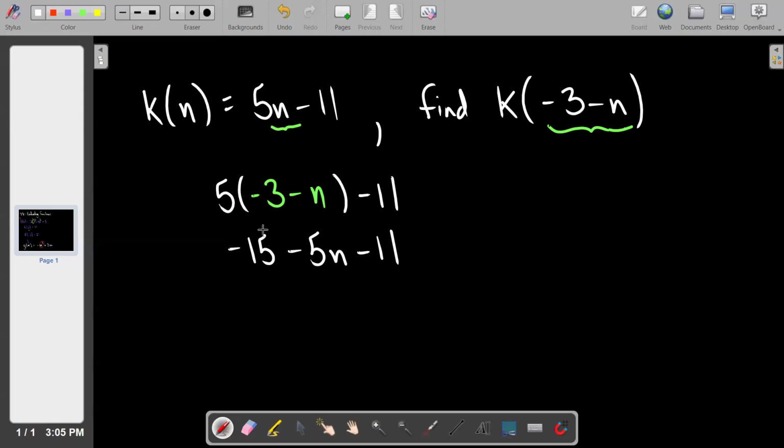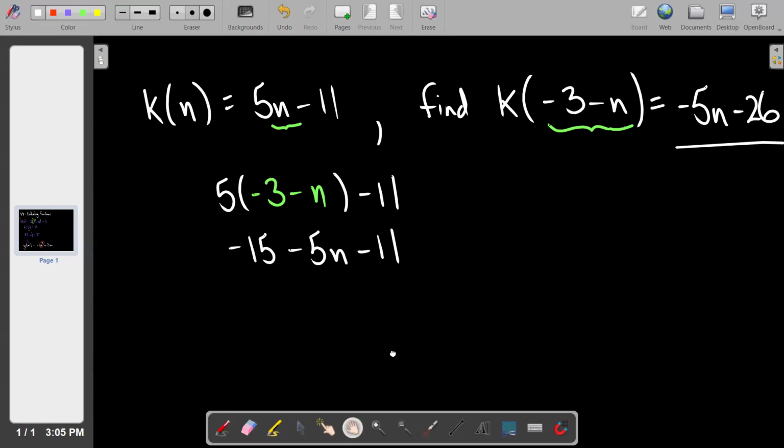As a matter of practice or habit, we would put the variable part first. So we're going to say that k of negative 3 minus n up here in the corner equals negative 5n minus 26. Got it? So algebraic input, algebraic output.